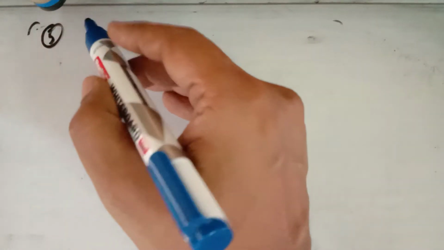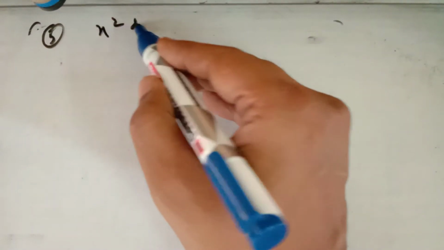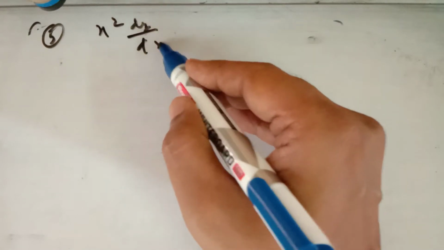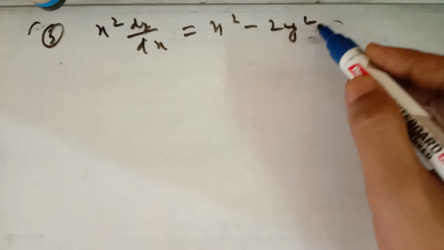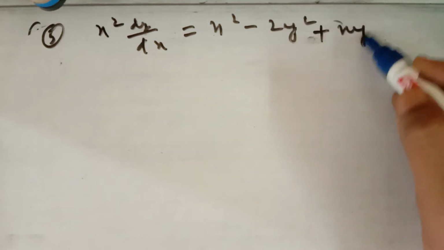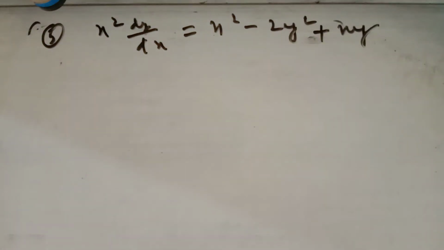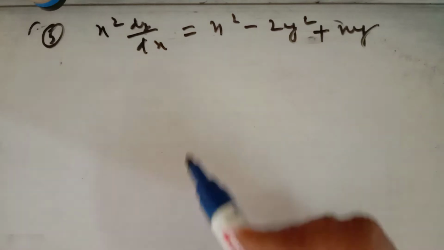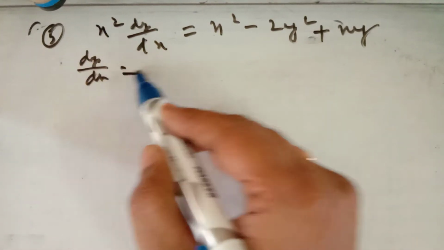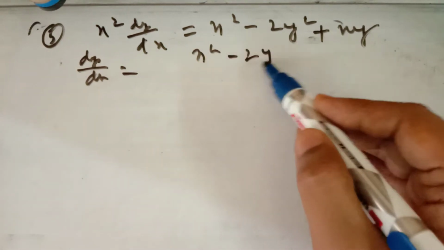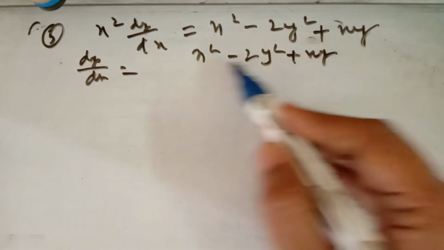Now in question number 5, we have x² dy/dx is equal to x² − 2y² + xy. Now you have to prove that it is a homogeneous equation. So as usual, dy/dx is equal to (x² − 2y² + xy)/x².